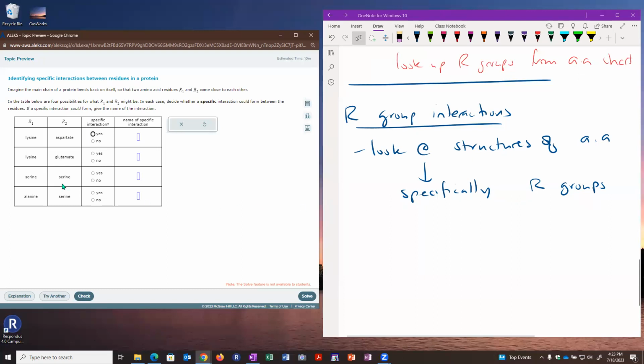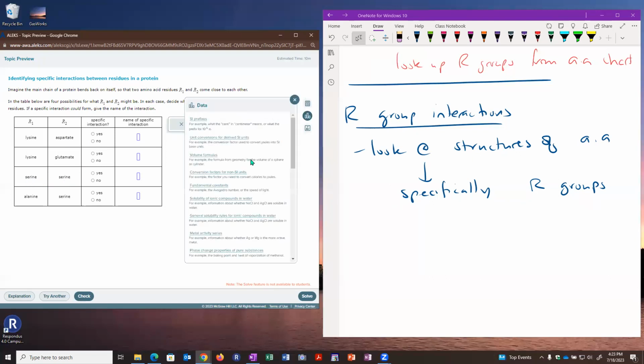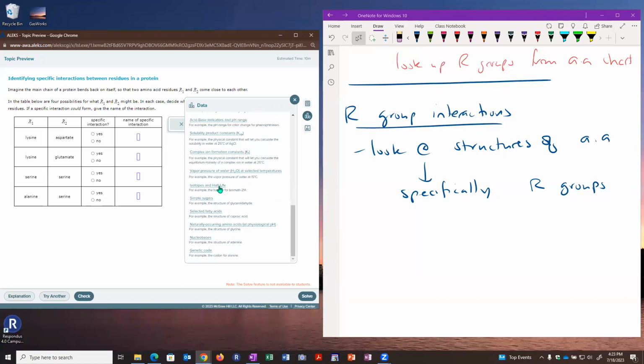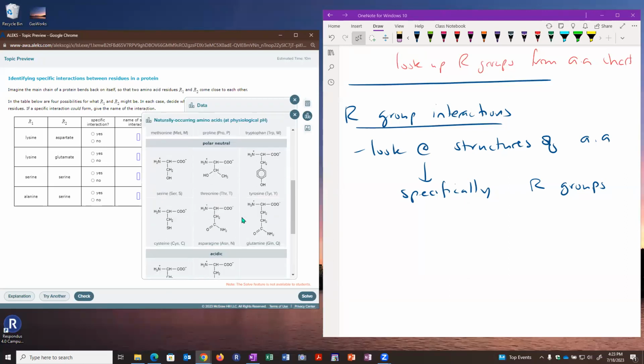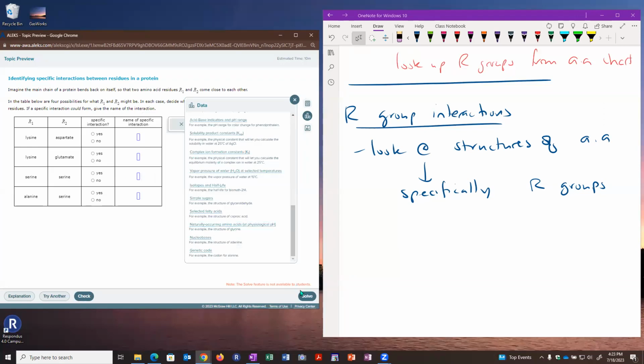Okay, so we can do this, the third one here. So between serine and another serine, let's look at the structures of serines to begin with. And we can see that serine, which is this one here, has an OH as part of its R group. So that's a hydroxyl group. We have another serine with an OH as part of its R group. They can interact with each other, right? And the interaction between them, when you have OHs, is that they can form hydrogen bonds between each other. So if you look here, yes, there's an R group interaction between them, a hydrogen bond.